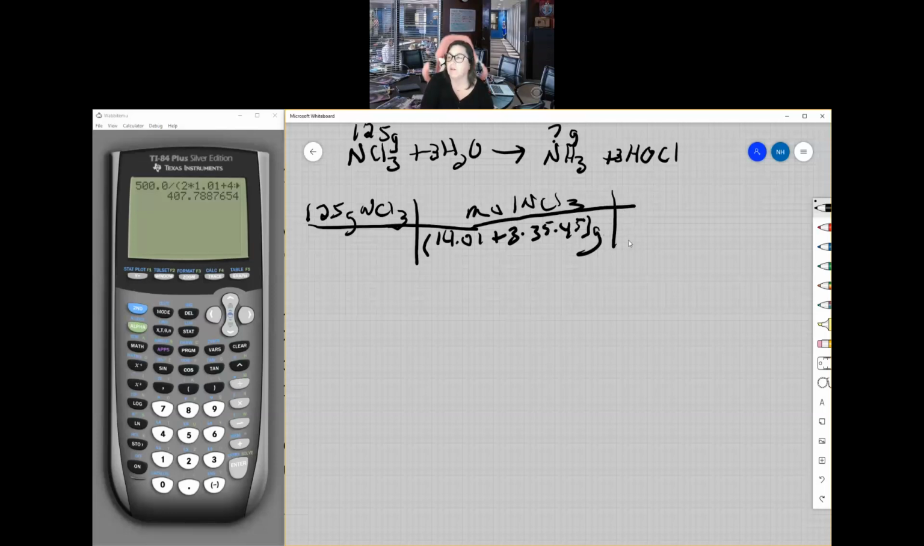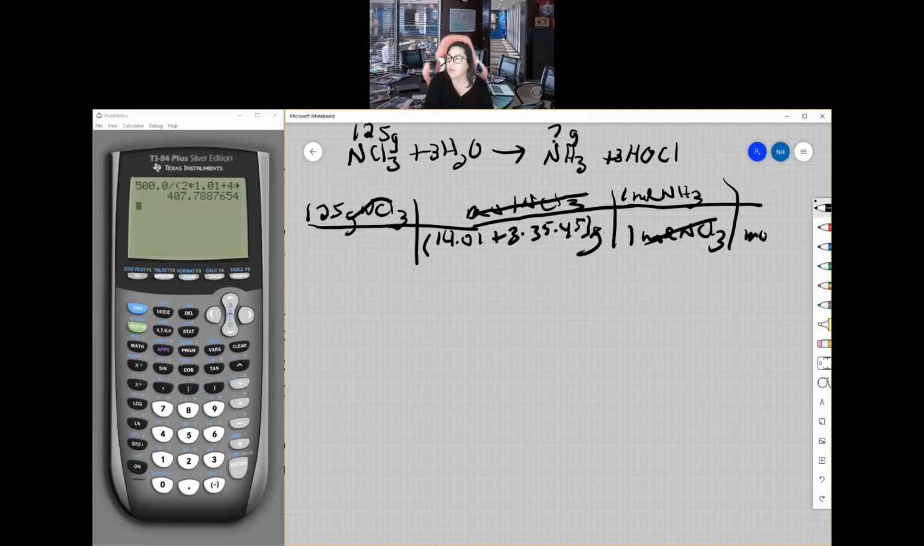I know that there is 1 mole of NCl3 and 1 mole NH3. Is it necessary for me to include that in this calculation? No, absolutely not. It's a 1-to-1 ratio, so why does it matter? It doesn't, except for the factor label method. In order for me to be able to cancel, so I can cancel my grams here, but in order to be able to cancel the moles, I have to do that. And then that gives me moles of NH3.